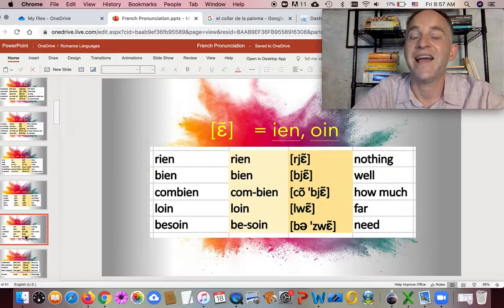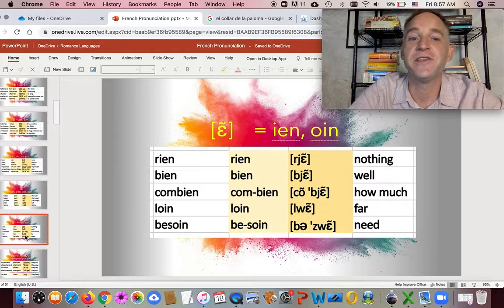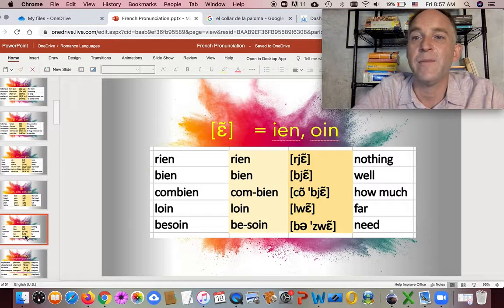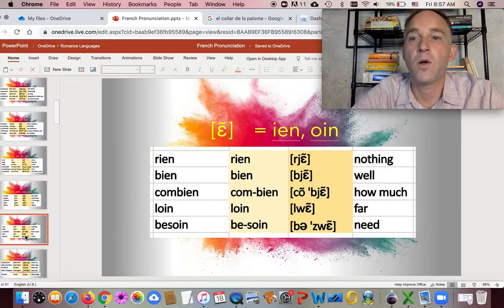Bien, bien. The I makes that sound because it precedes this nasal. When an I precedes this nasal vowel sound, you get yin. And combien. These are very common words. Combien. Remember, don't pronounce the M. This has 2 different nasal vowel sounds in this word. Combien.